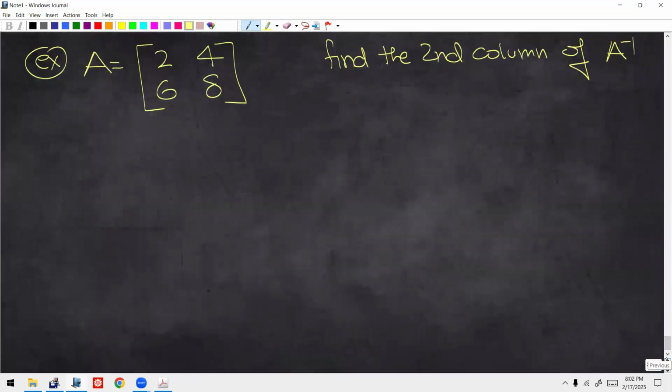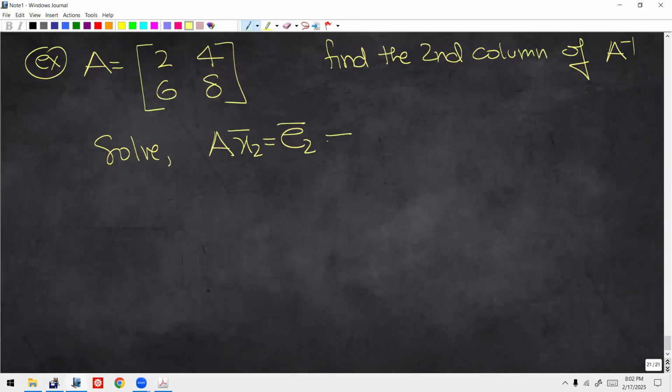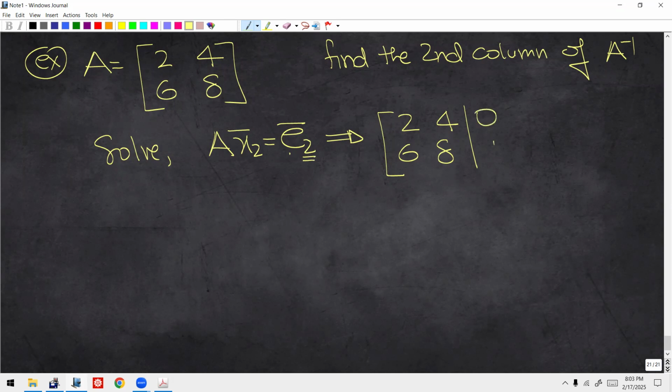To find the second column, we solve AX2 is equal to E2. What does that mean? We take the matrix A, which is 2, 4, 6, 8, and on the right-hand side we put E2. E2 would be the second column of an identity, which in this case, since it's a 2 by 2 matrix, will be 0 and 1. So we solve this system, we ref it.